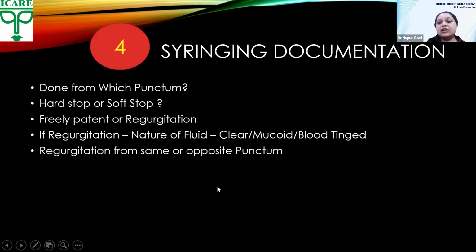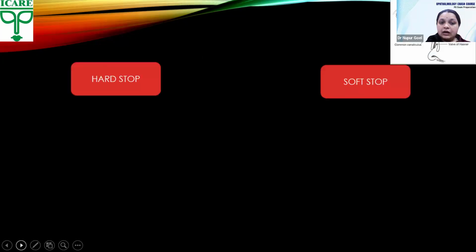A correct, good syringing documentation should have all of the following points: from which punctum have you done it, whether there was a hard stop or a soft stop, whether it was freely patent or there was any regurgitation. If there was regurgitation, what was the nature of the fluid, whether it was clear, mucoid, or blood tinged, and if there was a regurgitation from the same or the opposite punctum.